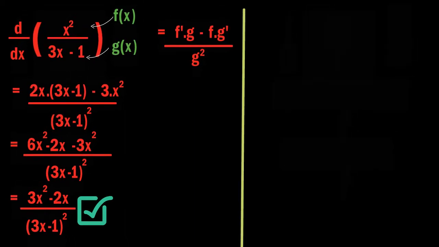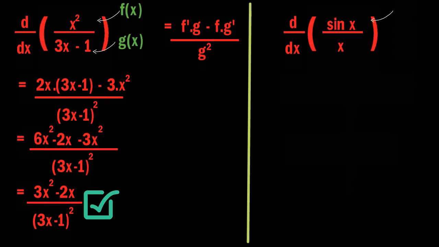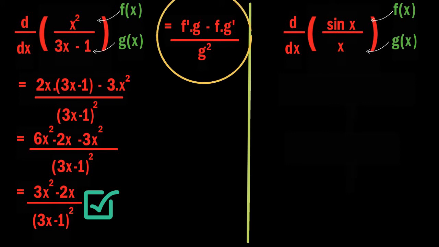Let's say now we want to differentiate sine x over x. So it's also a fraction of functions. So now let's say we want to differentiate. So the numerator is function f and the denominator is function g. So let's say we have derivative of f multiplied with function g minus derivative of g multiplied with function f over g squared.